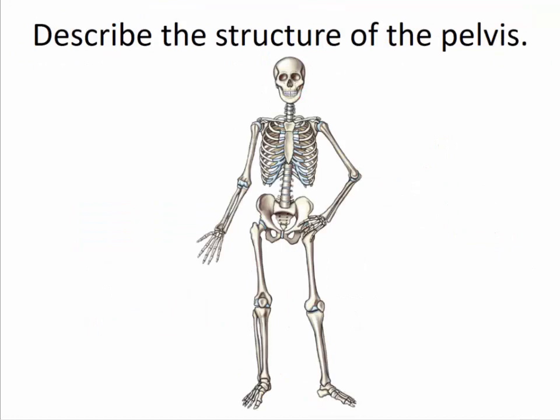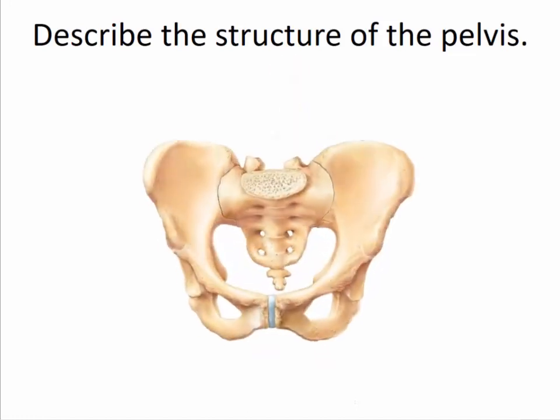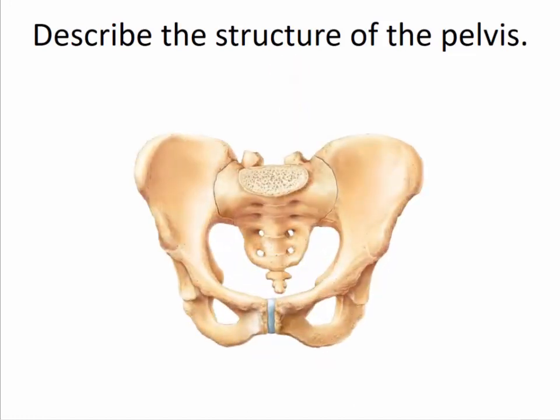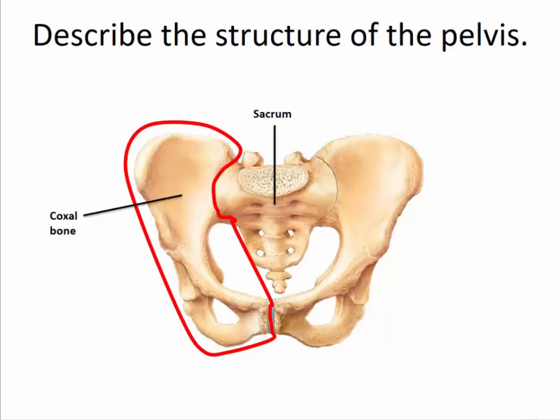Moving down from the vertebral column, we can describe the structure of the pelvis. If we were to look at the pelvis a little bit closer here, it's made up of several parts. The first is the sacrum that we discussed in the vertebral column. On top of the sacrum, there's also the coccyx at the bottom of it that also makes up a part of the pelvis. Then we have a coxal bone.